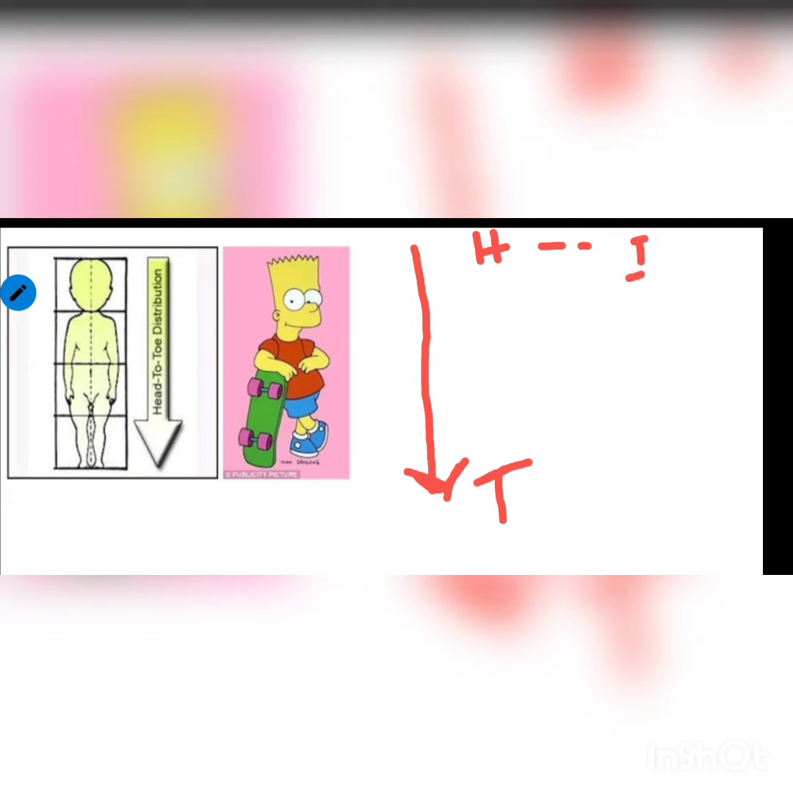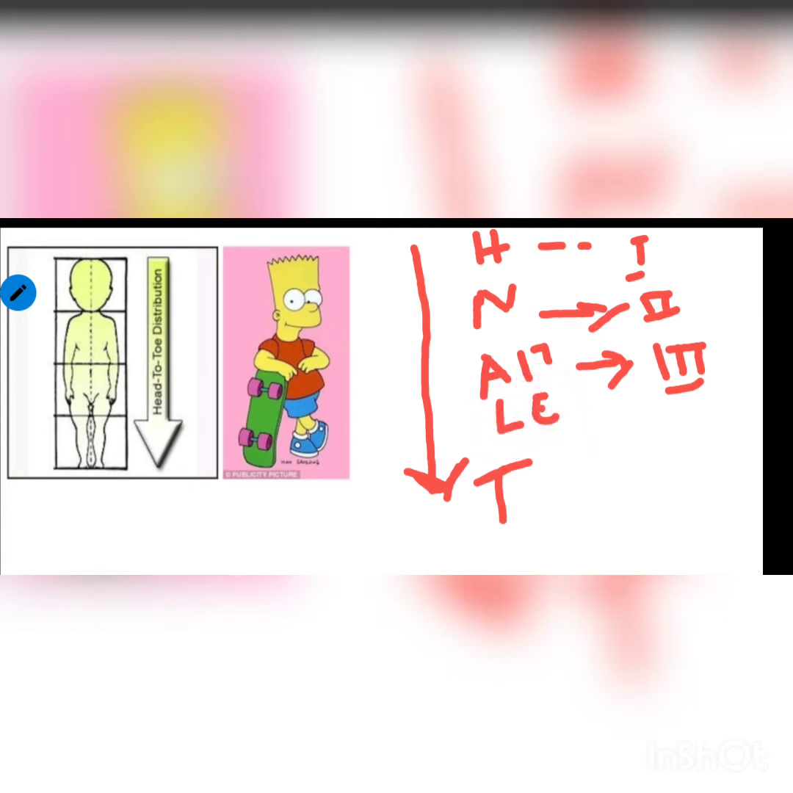If it is in the neck and the head, head to neck, then we can say it is second degree. Then if the yellow is spread to head, neck, and also the abdomen and thorax, we can say it is type 3. If it is from head to lower extremities, we can say it is 4. If the yellowish spreads from head up to feet, we can say it is type 5 degree. Okay, this is the distribution.